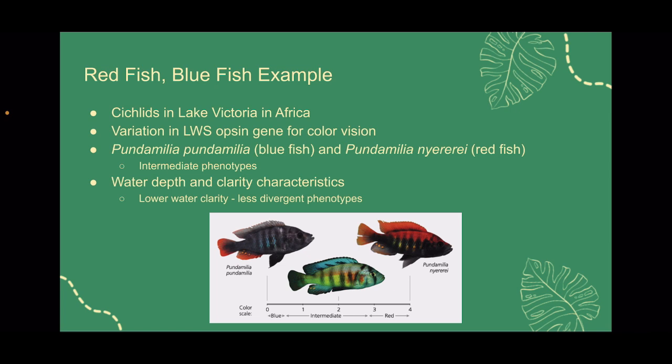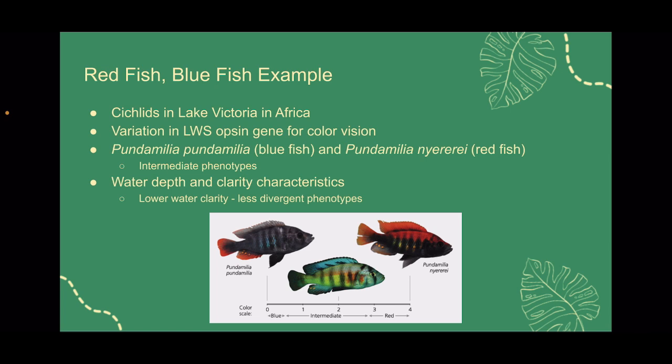Pundamilia nyererei, shown on the right, are often found in deeper water, and males have more of a yellow coloration featuring a bright red dorsum, so we will refer to these fish as the redfish. The coloration is used to attract females of the corresponding species. However, there is also a range of intermediate phenotypes present at some islands, which is shown in the middle of the photo.